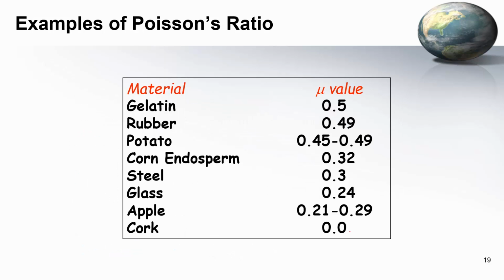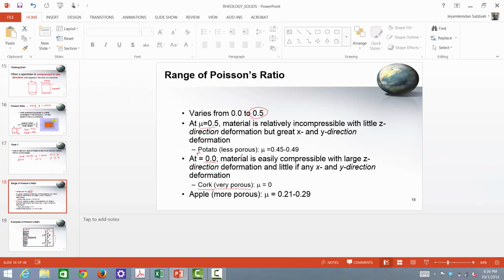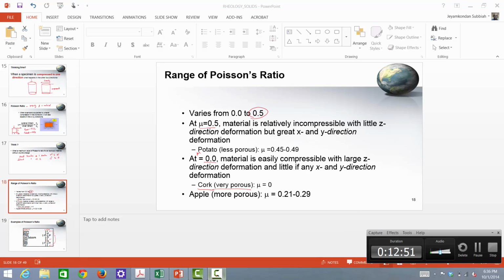If you look at the different values, steel is actually 0.3. Gelatin, which doesn't have any pore space at all, is 0.5, cork is 0, and most other materials fall in between. So let's conclude this part of the chapter and let's record.